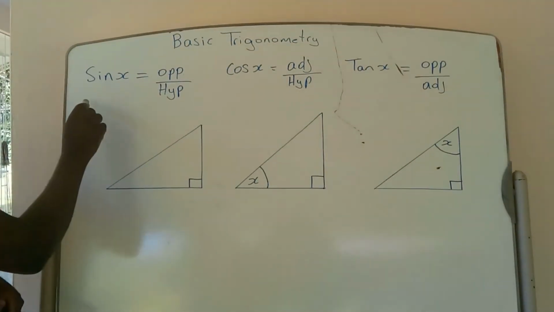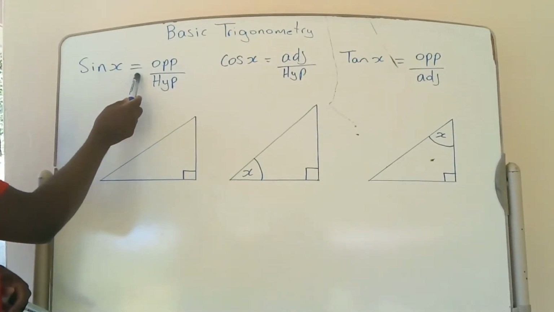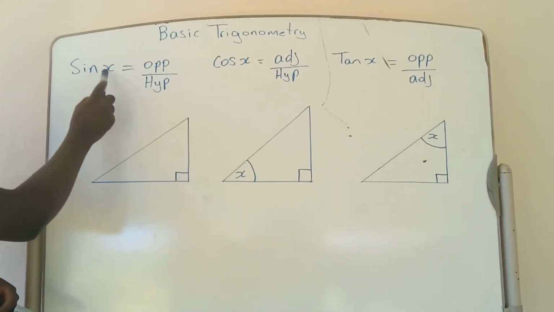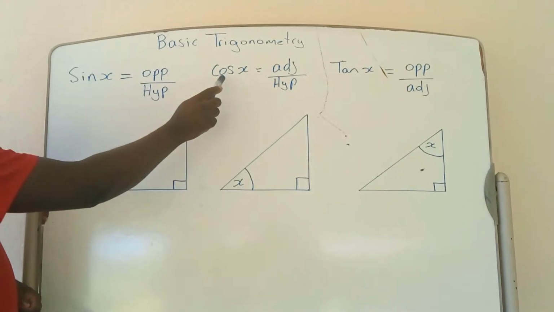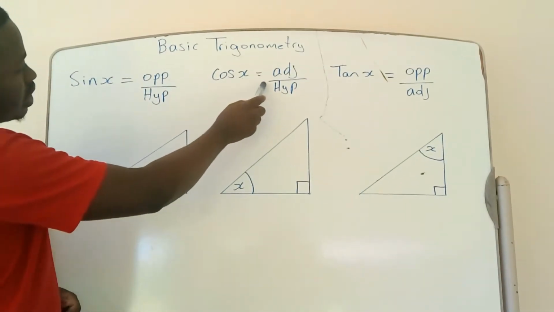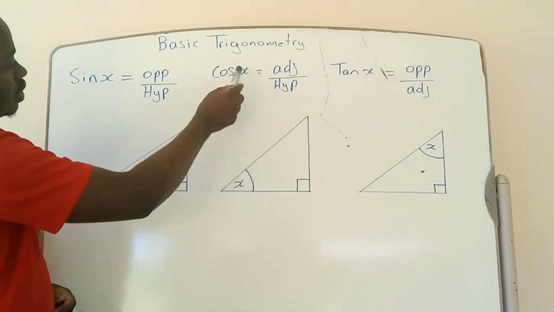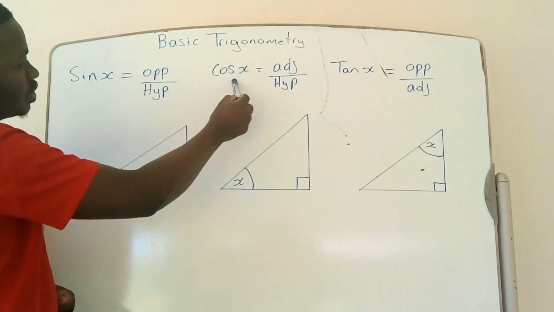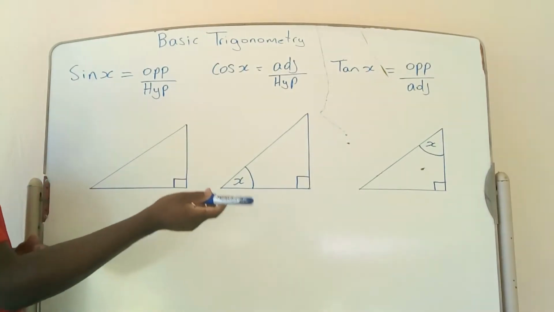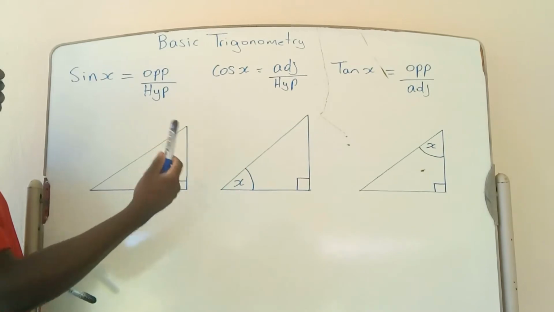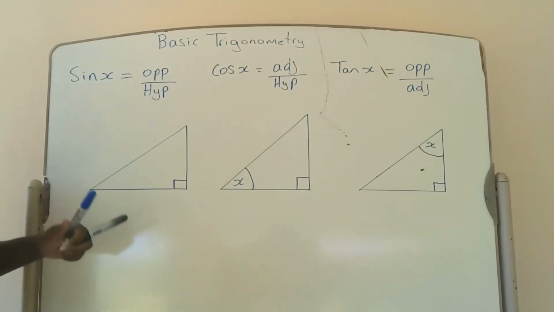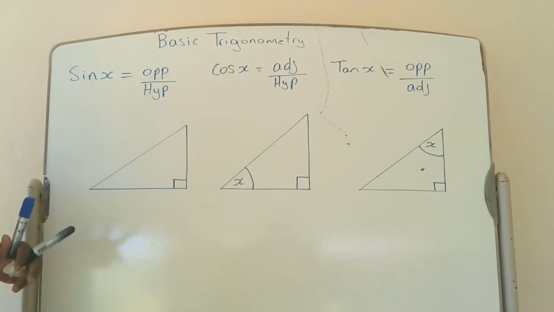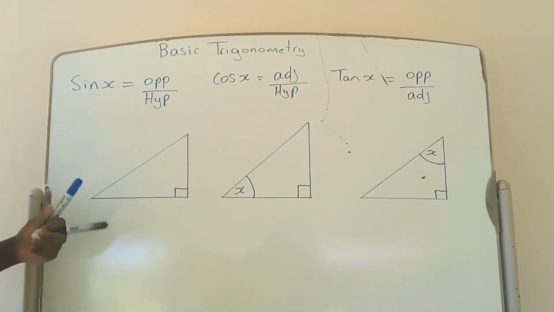Here, sine x is equal to opposite over hypotenuse. X in this case represents an angle. Cos x is equal to adjacent over hypotenuse. X again represents an angle. It represents any angle in the given right angle triangle. Now these ratios are associated with right angle triangles, right? That's what they are associated with.